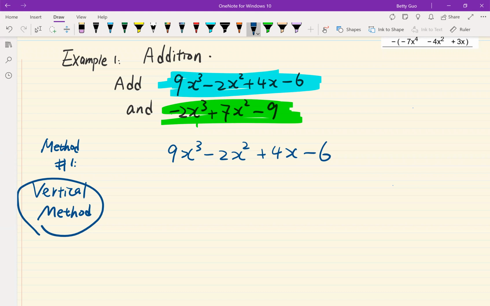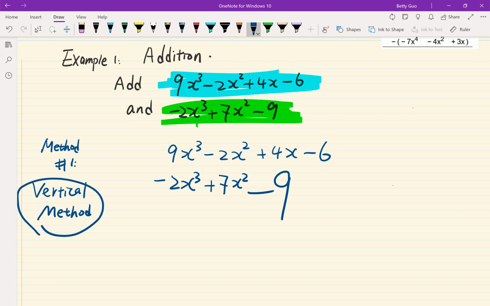I'm going to write the green polynomial right below the blue. The important thing is I need to make sure all the like terms are aligned. For example, negative 2x cubed, degree 3, I put right below 9x cubed. This way, vertically, look at the terms, they are like terms. Do you see what I'm talking about? The second term in the green is 7x squared, and it's aligned with negative 2x squared, right?